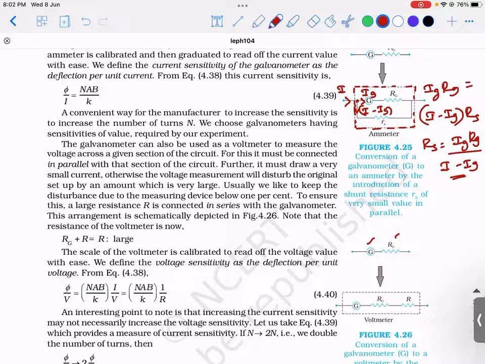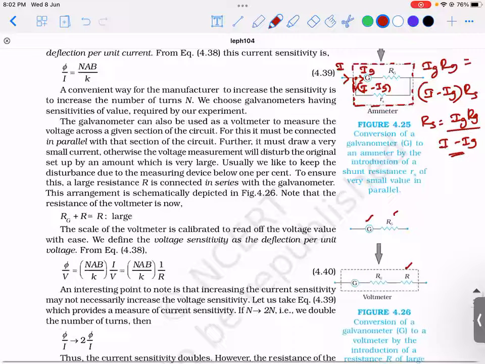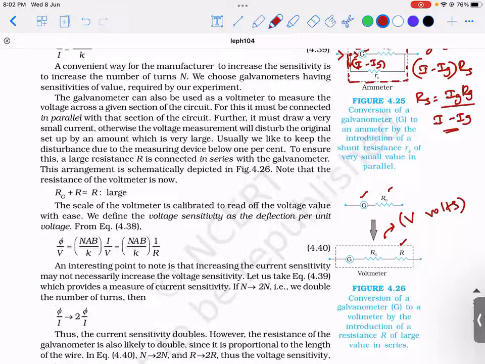If you want to increase the resistance of that galvanometer, what am I supposed to do? Connect another resistor of high value in series with it. Let us call that resistor capital R. So we need to find what should be the value of the capital R that I need to connect so that this voltmeter measures V volts. How will I do that?